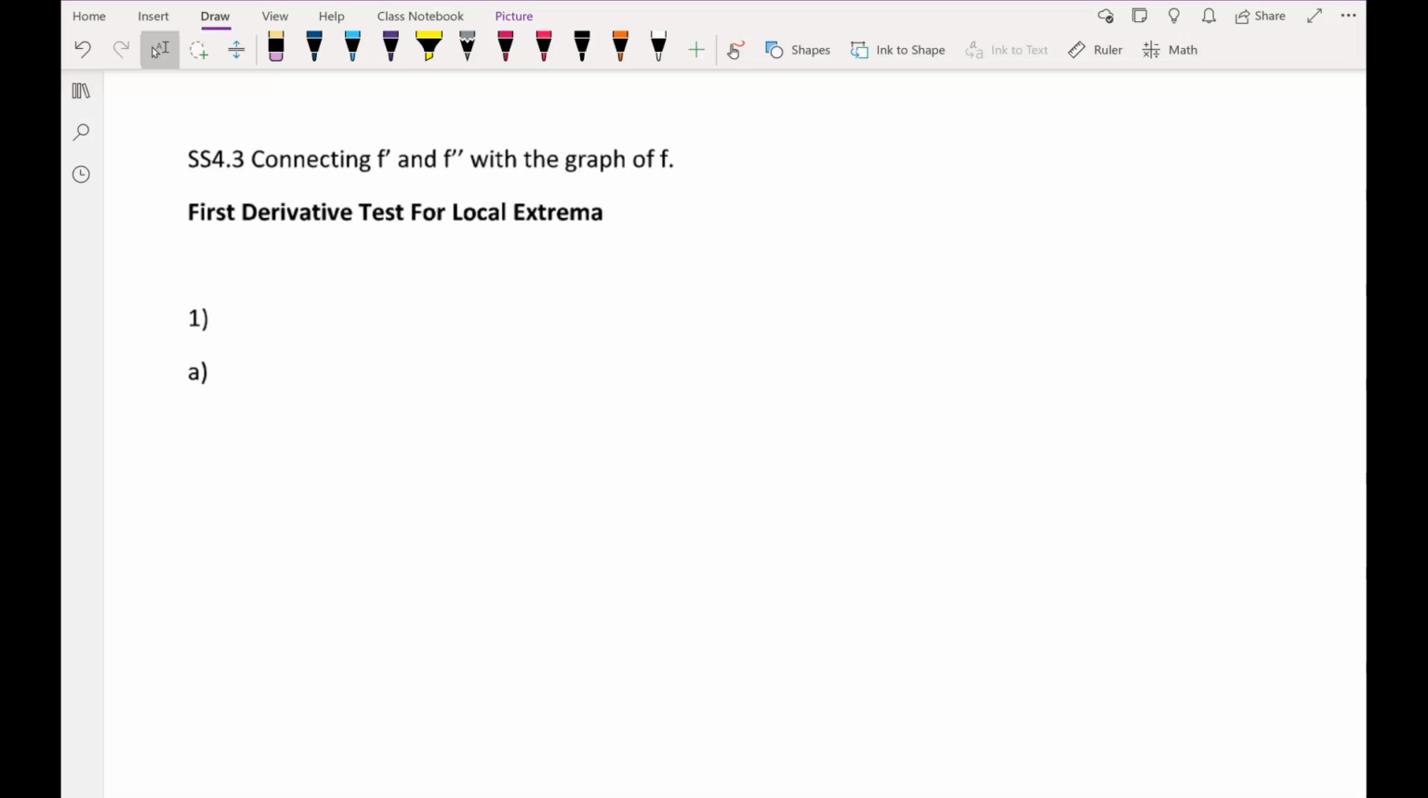All right, guys, so 4.3 is connecting the first derivative and second derivative with the graph of f, which is the original function, okay? So we have here the first derivative test for local extrema. Remember, we already knew how to find the extrema values from the first two sections. So now we're going to use the first derivative to find it as well. It's just another way, right?